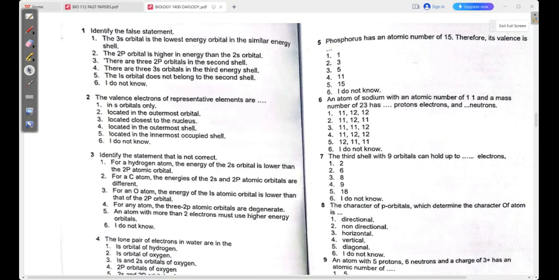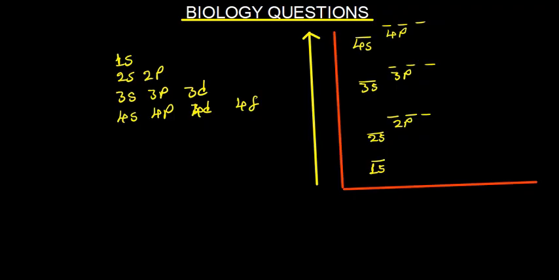Then 5 is saying the 1s orbital does not belong to the second shell. I think I've skipped 4. Statement 4 says there are three 3s orbitals in the third energy level. So the third energy level is this one. Do we have three 3s orbitals? No. One thing about the s sublevel is that it has only a single orbital. You will not see something like that. It is the p which has 3, the d has 5, the f has 7, and the s has only 1.